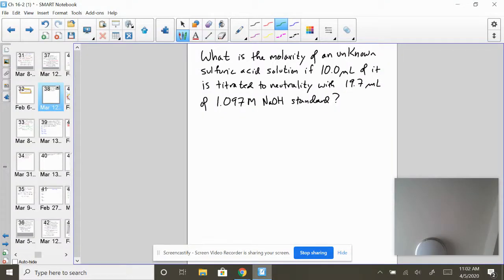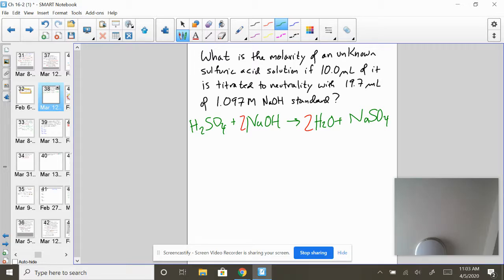All right, so the first thing I'm going to do here is write my balanced chemical equation. So we have H2SO4 plus NaOH. It's going to yield water and sodium sulfate. Okay, so this is not balanced. Let's throw in some coefficients. We need 2 of those and we need 2 of those. All right, so now I have a balanced chemical equation. So that is step 1.